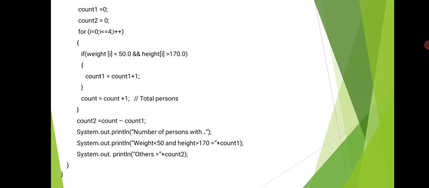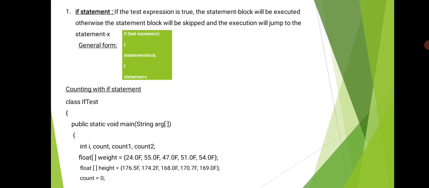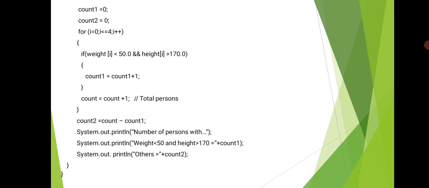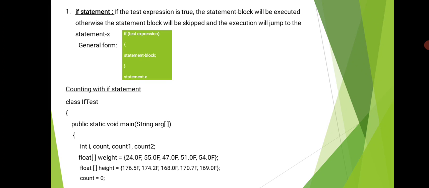Okay, again i is incremented, i becomes 2, less than 4, true. So weight of 2 has 47 and 168; if compared, again it becomes false, and the count value is incremented. The third person's details, that is, we know the third person is there. Again i is incremented, i becomes 3, less than 4, true.